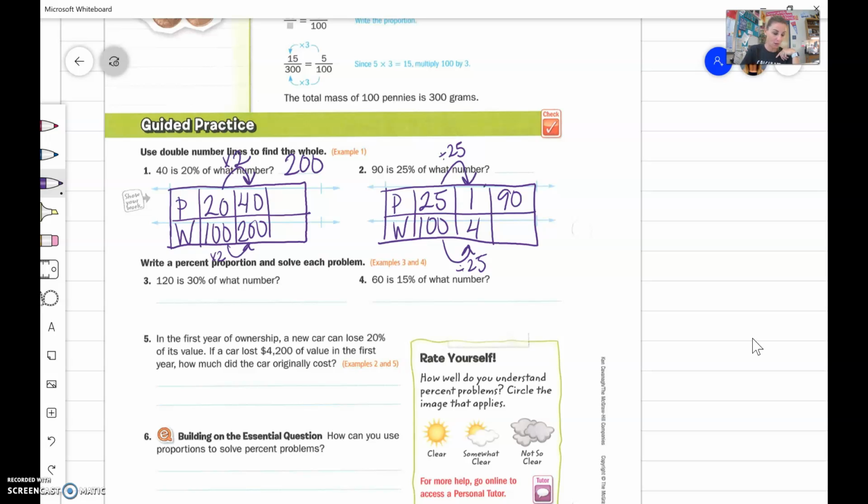Now, how do I go from 1 to 90? Well, that's easy. I multiply by 90. What happens when I take 4 times 90? I get 360. Therefore, my answer is 360.